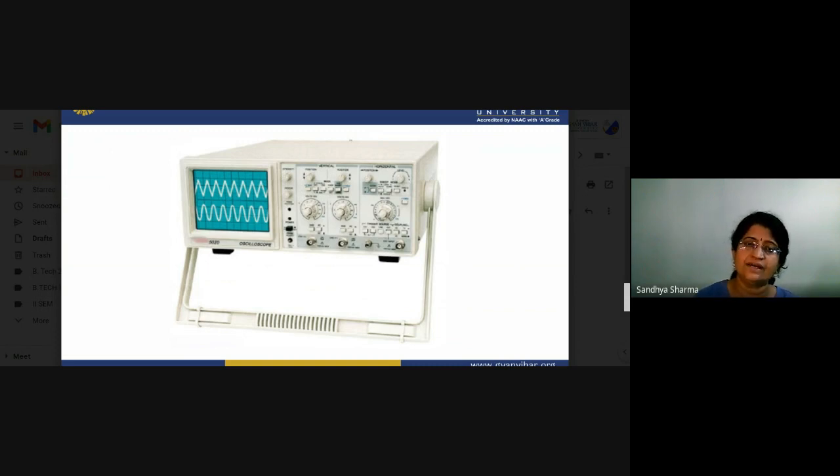If we look at the CRT screen of our CRO, there are two modes, channel 1 and channel 2. By using these two modes we can see what type of input signals are given to the CRO and what type of output signals we are achieving after processing. These are the input and output signals which we can see on the CRO display screen.